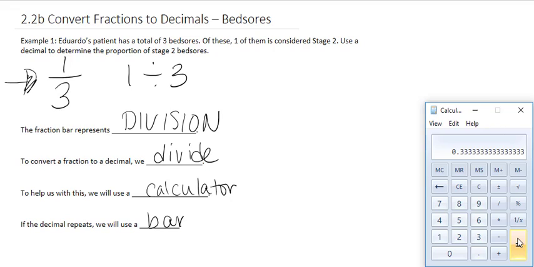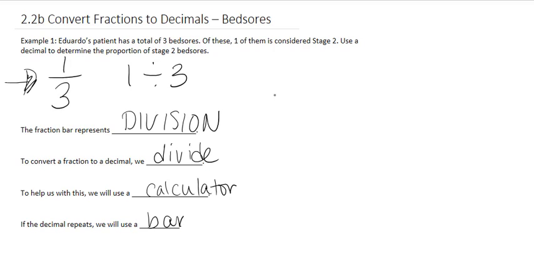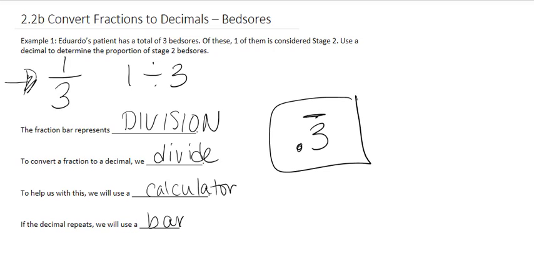So we get 0.333, and it continues. So the 3 repeats, so we don't need to continue to place all these 3's out. Instead, what we do is we go 0.3 and we put a bar over the 3, because this indicates that there is a repeating number, which is the 3. So this is our final answer for the decimal answer. So let's look at another one.